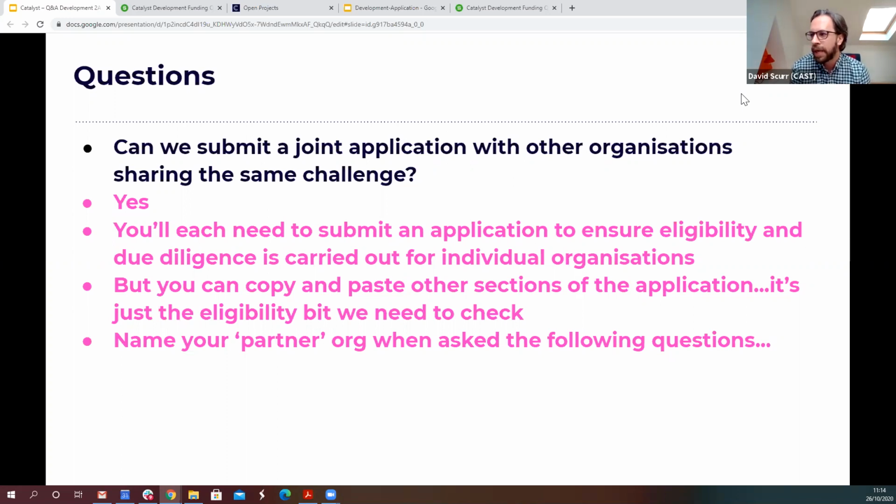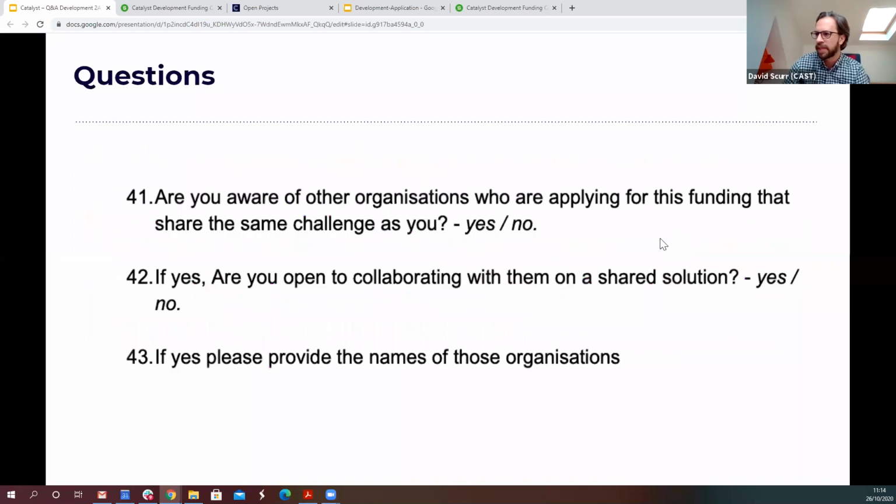But you can then copy and paste other sections of the application around the challenge, around the potential outcomes in your application. It's really just the eligibility and the due diligence bit we need to check, and that's why we need to ensure we have individual applications. There will be, I think, 3 questions in the application where you can name your partners or collaborator organizations, in the following questions on this slide.